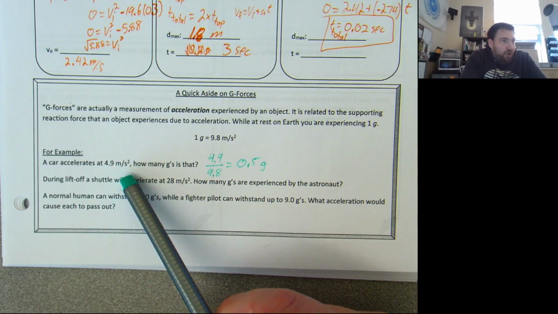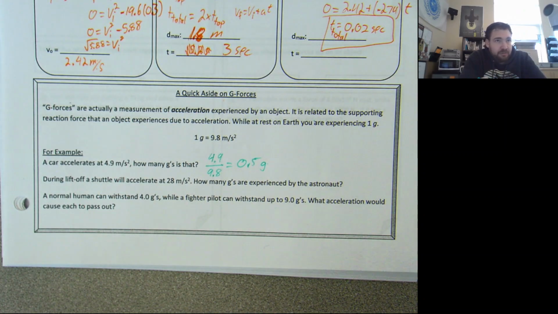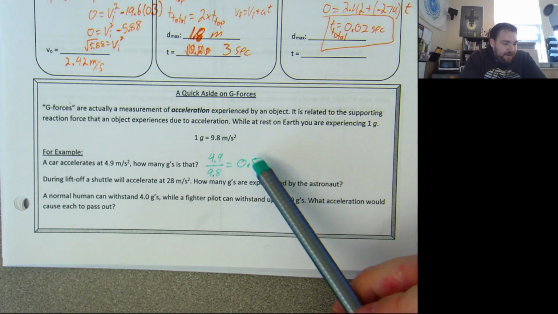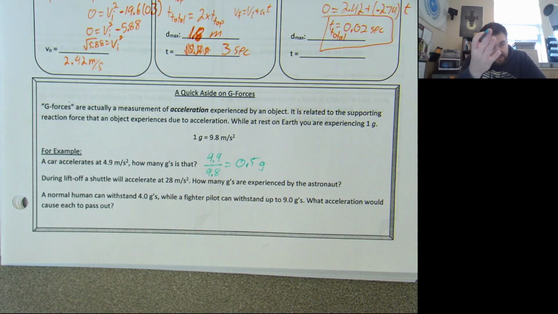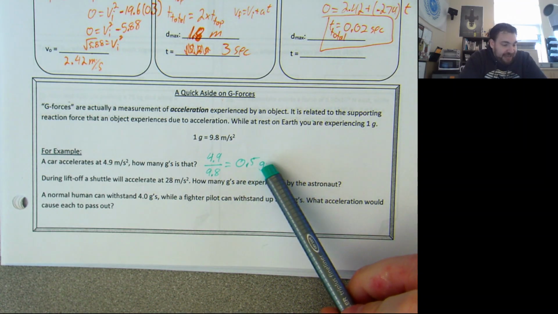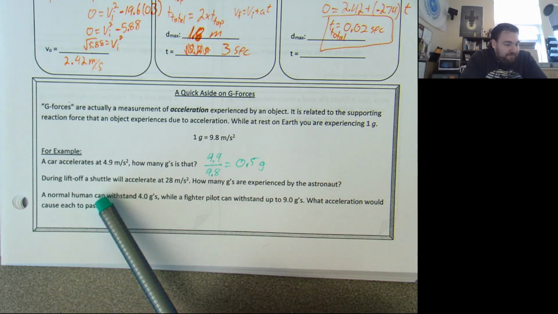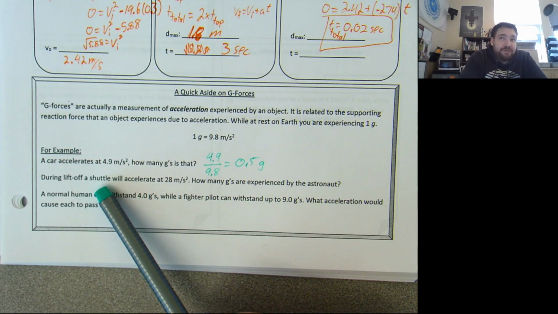So now we put you in a car and we accelerate you forwards or backwards. If the car experiences an acceleration of 4.9 meters per second squared, assuming the car is accelerating forward, you're experiencing half a g.